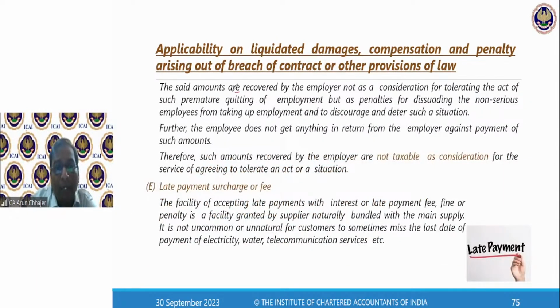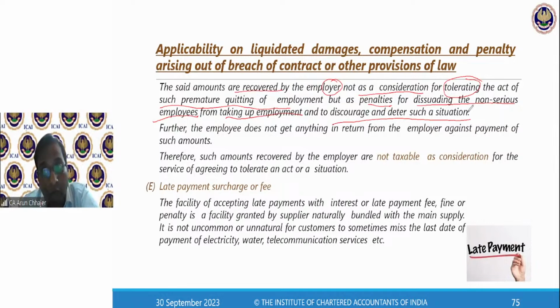The said amount is recovered by the employer not as a consideration for tolerating the act of premature quitting of employment, but as a penalty for discouraging non-serious employees from taking the employment and to deter such a situation.